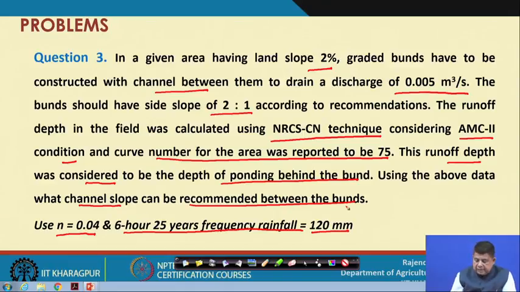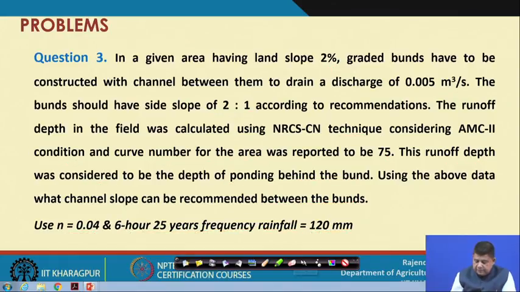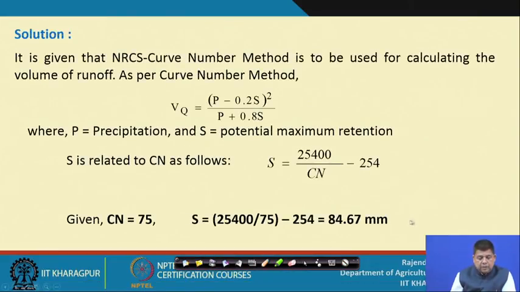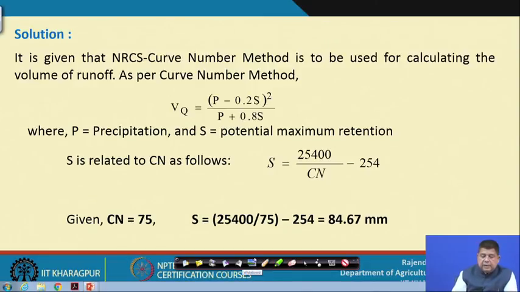So, in this case a lot of data is given, but the important thing is that we have to calculate the runoff volume in depth terms using the NRCS curve number technique. If you remember, the NRCS curve number method is used for calculating the volume of runoff in depth units, and this is how the formula looks: Vq equals (P minus 0.2 S) square by (P plus 0.8 S), where P is precipitation and S is potential maximum retention, and S is related to curve number by this formula.